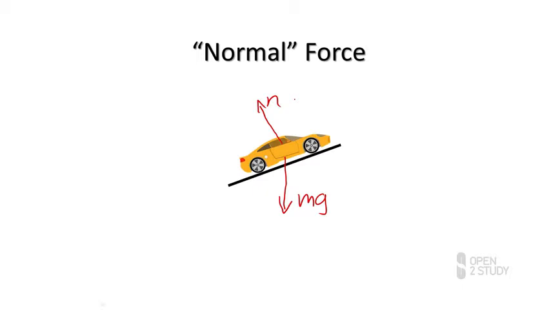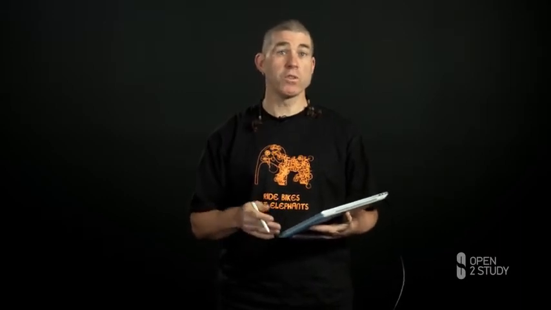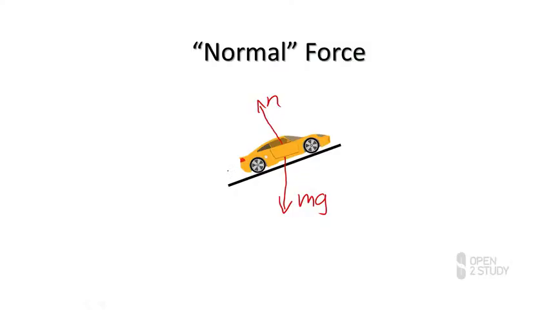They are not an action-reaction pair ever. In fact, in this example here, you can see the normal force will not balance the weight force. There will be a net force on this car. And of course, if these are the only forces acting, the car will have a net force that will in fact point down the slope. The car will roll down the slope.